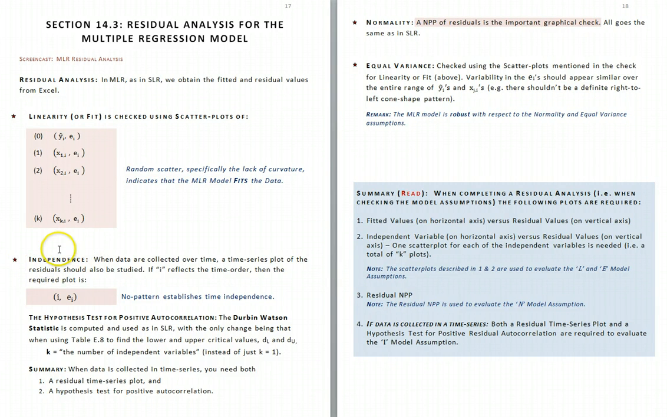The independence assumption needs to be checked only when data is collected in a time sequence. When the data is collected in a time sequence, a time series plot of the residual values is required. If this time series plot appears as random scatter, and if the hypothesis test for positive autocorrelation shows that there is no positive autocorrelation, then the independence assumption is satisfied.